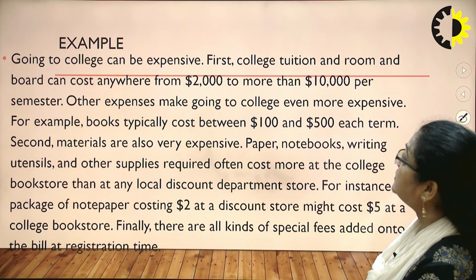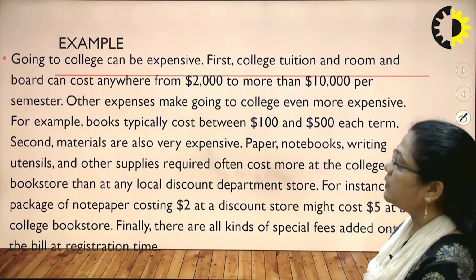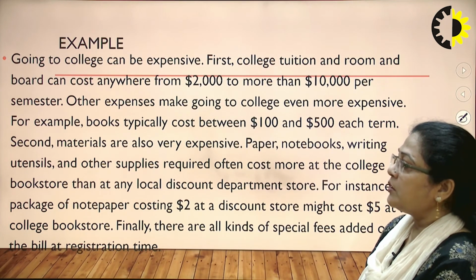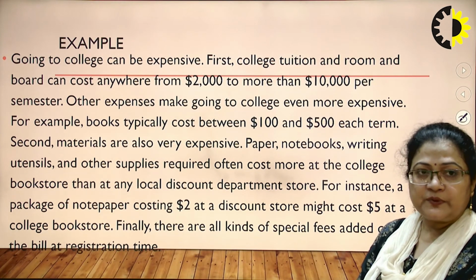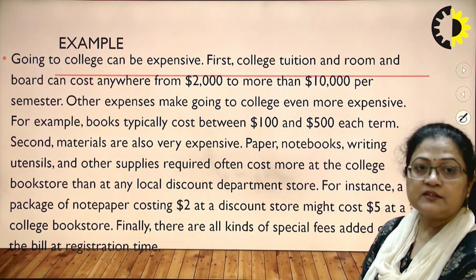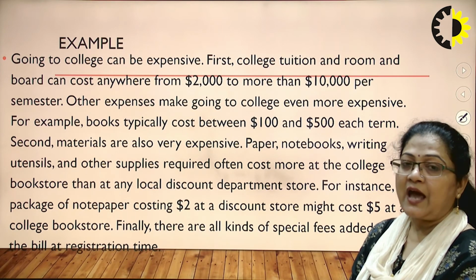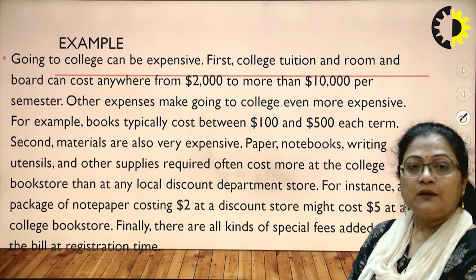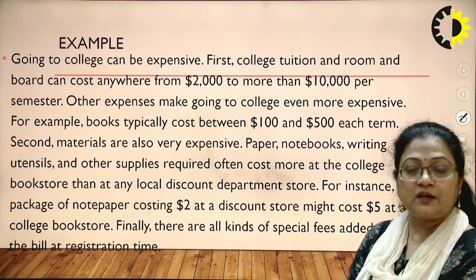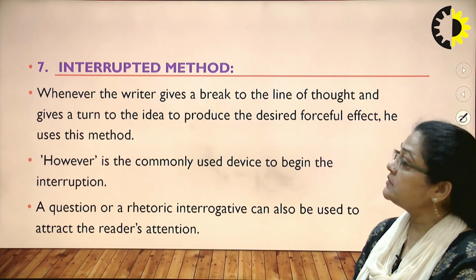Because first, college tuition and room and board can cost anywhere from $2,000 to more than $10,000 any semester. So, you find that these are the details of lodging, boarding, academic expenses and other expenses related to stationery and transport. So, finally, you can find many types of fees added to the registration form. So, these are the details why going to college can be expensive. So, this exposes the situation of going to college, right. Next is interrupted method.